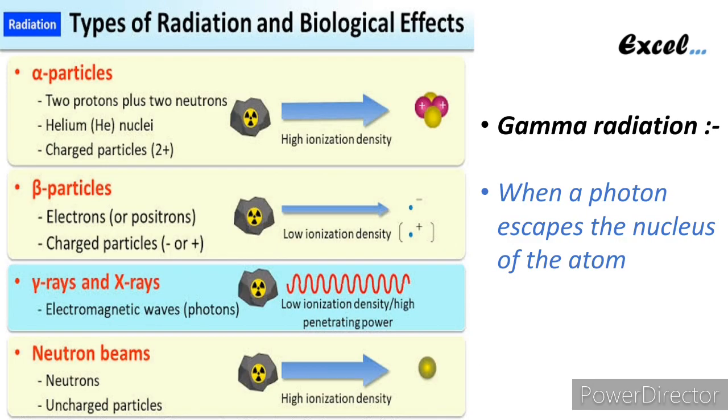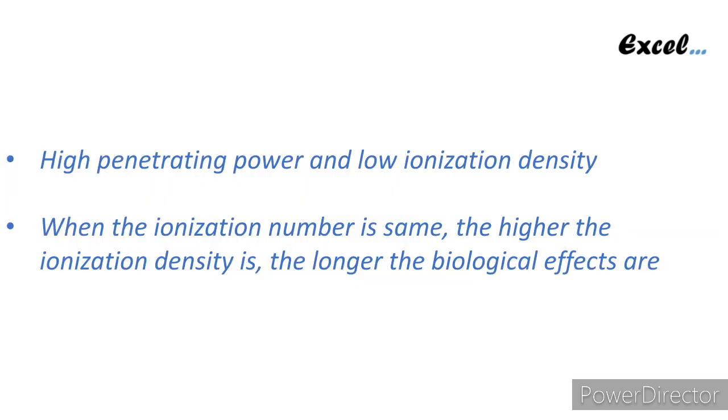Gamma radiation. It is when a photon escapes the nucleus of an atom. Photons are nothing but electromagnetic waves. It has high penetrating power and low ionization density. When the ionization number is the same, the higher the ionization density is, the larger the biological effects are.